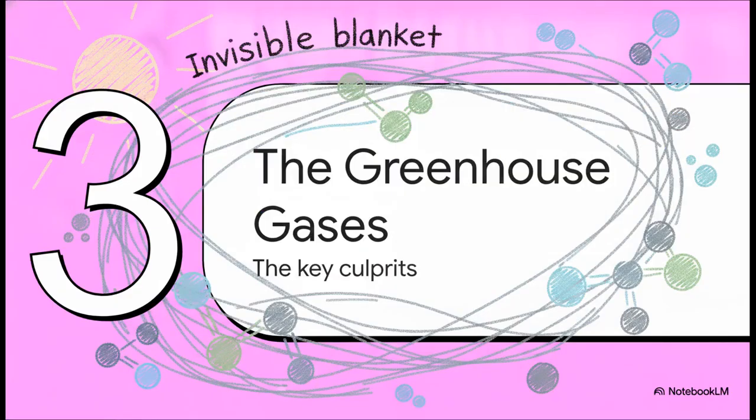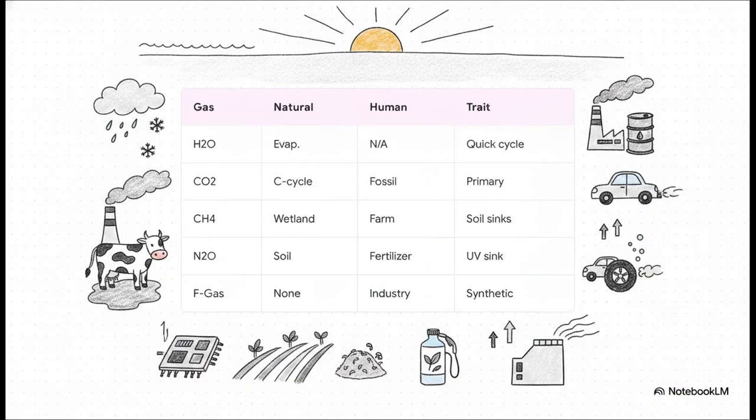All right, Section 3, meet the greenhouse gases. Let's look at the specific threads that make up this invisible blanket. Let's give each of our main culprits a quick profile. Water vapor is actually the biggest overall contributor, but it cycles through the atmosphere super fast as rain or snow. Now, humans don't emit it directly enough to change its concentration, but as other gases heat the Earth, evaporation goes up, which means more water vapor gets trapped.